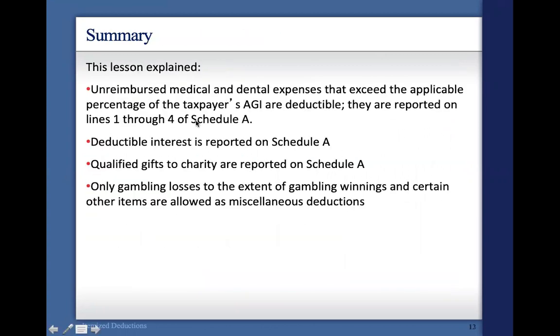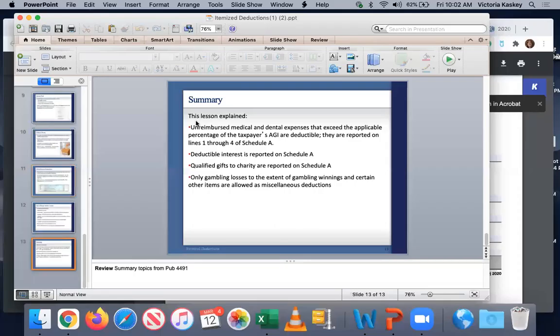That ends our lesson on standard and itemized deductions. So you'll of course have a pre-quiz on it. Let me know if you have any questions related to it. Otherwise, I will see you in class.